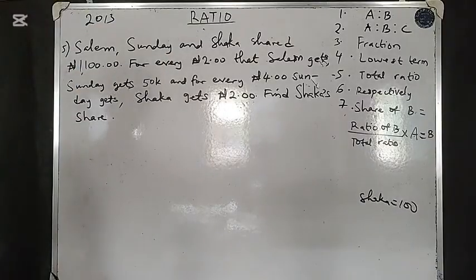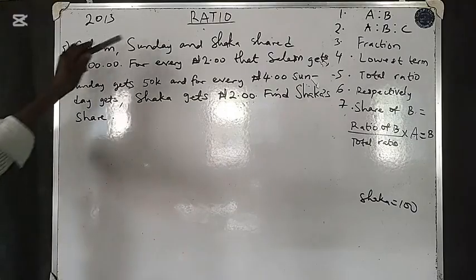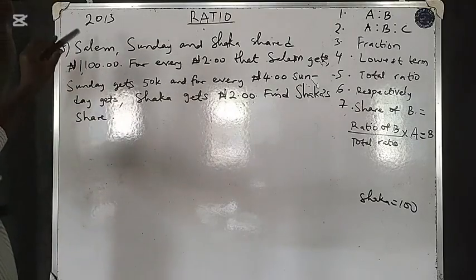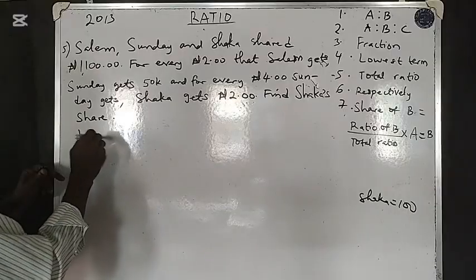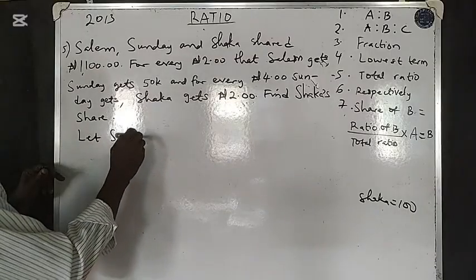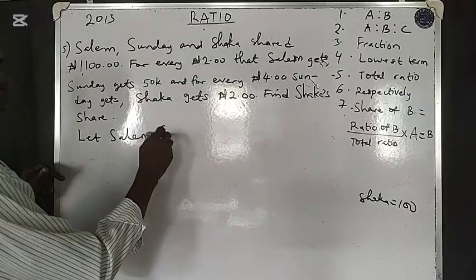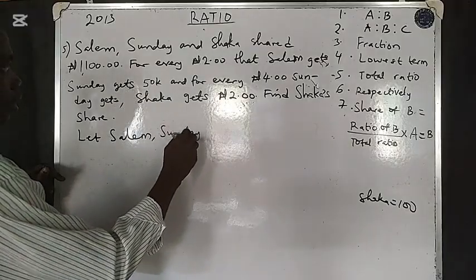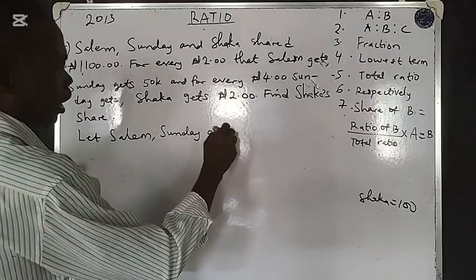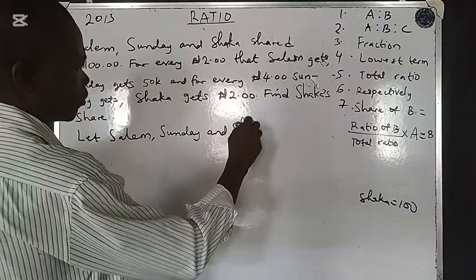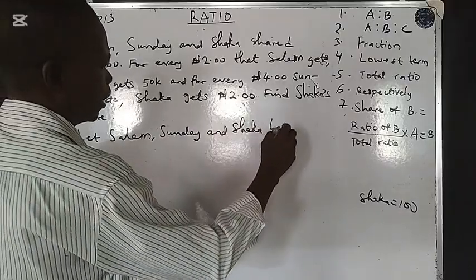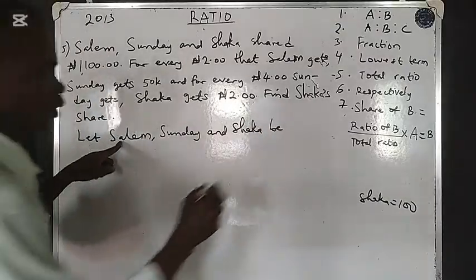So let's represent each of the names in letters. Let Salem, Sunday, and Shaka be what?